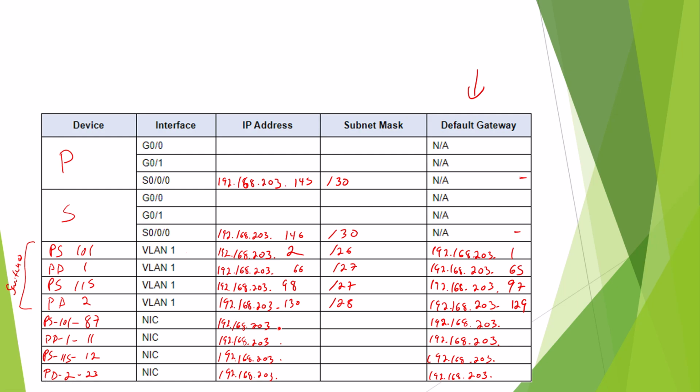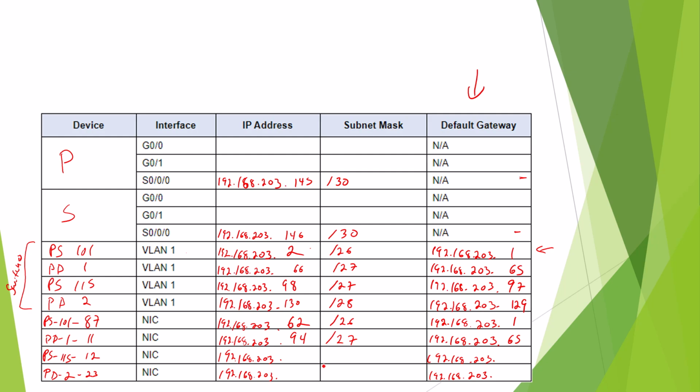Alright, for PS101, this is the starting address, but this is all part of PS101. That means the gateway will be 1. The last usable will be 62. Again, we're building this off of our address chart. That's how we did this. This will be a /26. For PD1, PD1 is .94. And that will be a default gateway of 65/27.